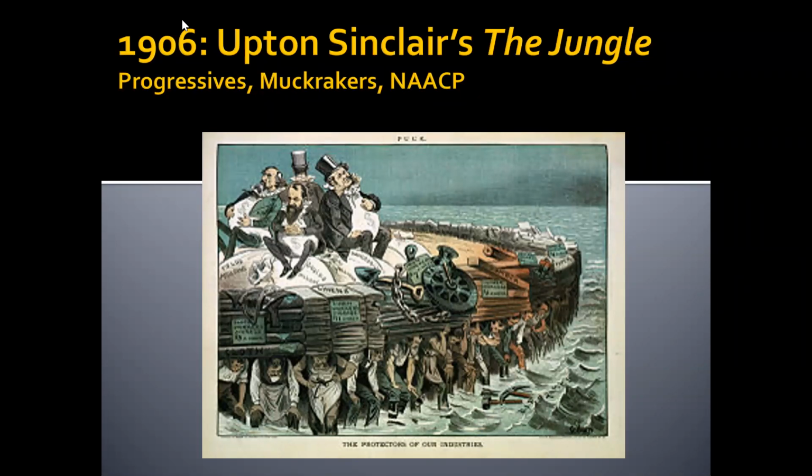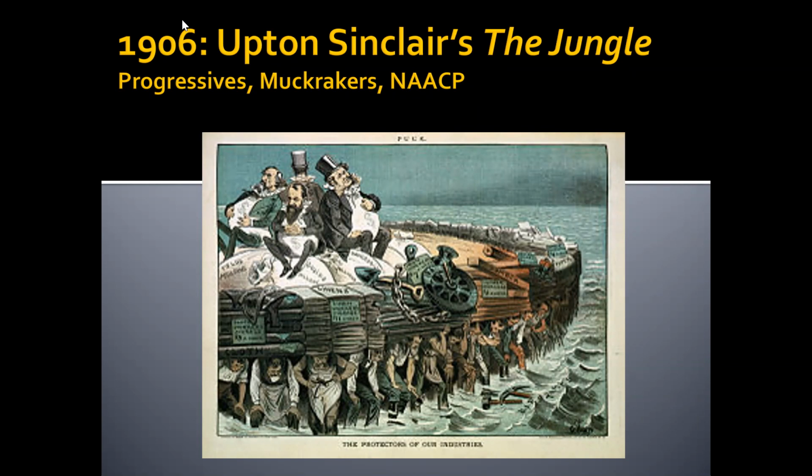One of the more famous progressive groups is the NAACP, which is the National Association for the Advancement of Colored People. This is one of the first national groups that is specifically run by African Americans with the goals of lifting African Americans up and trying to help them in society.